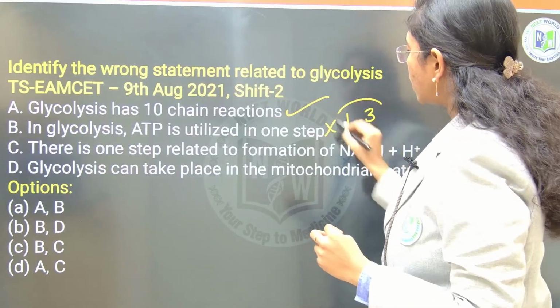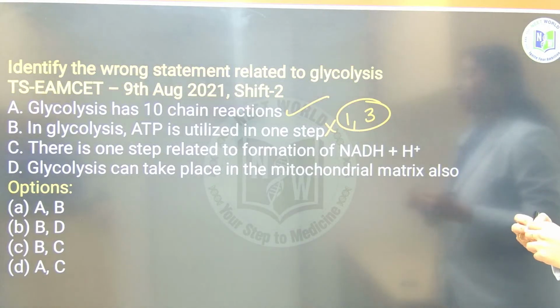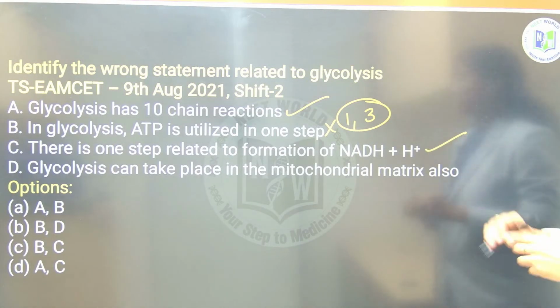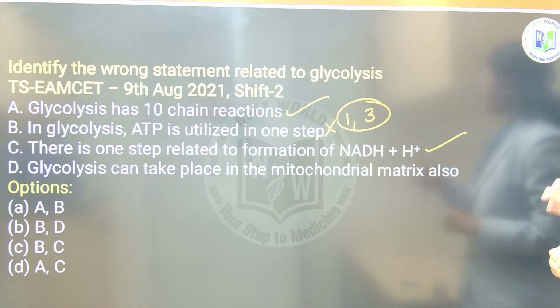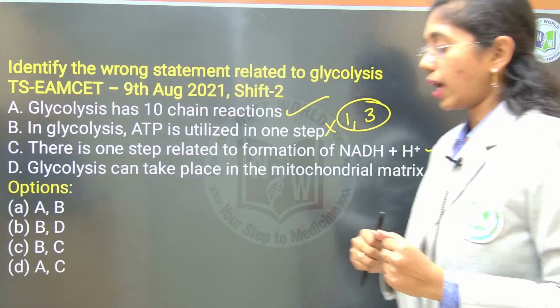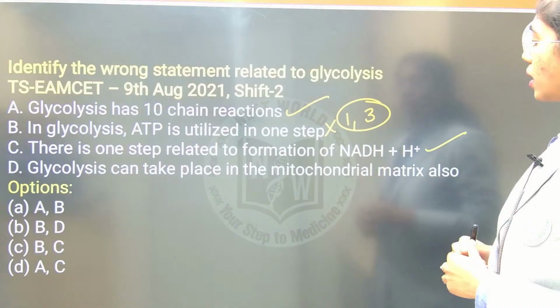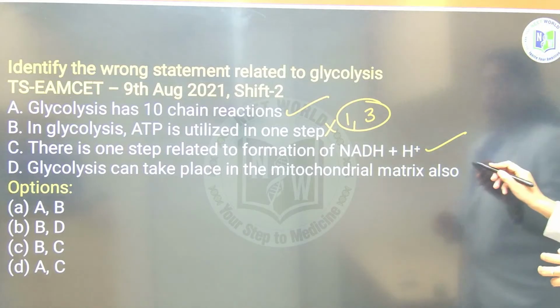First and third steps of glycolysis. There is one step related to the formation of NADH plus H plus. Yes, at the 6th step, where glyceraldehyde 3-phosphate is turned to 1,3-bisphosphoglyceric acid. In D, glycolysis can take place in the mitochondrial matrix, also wrong.